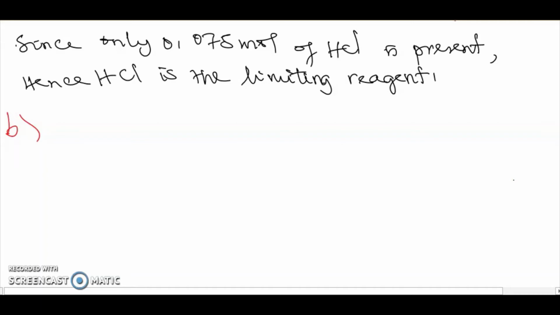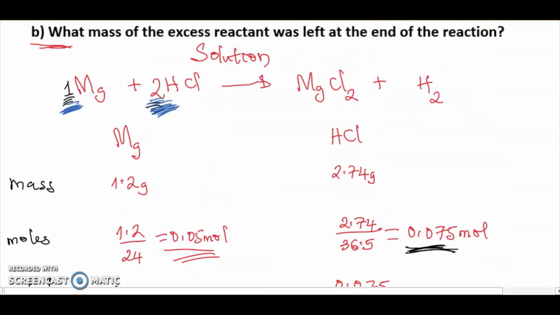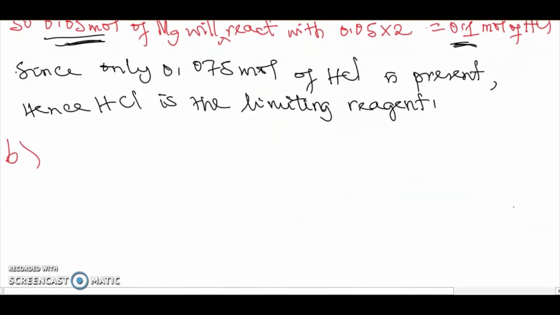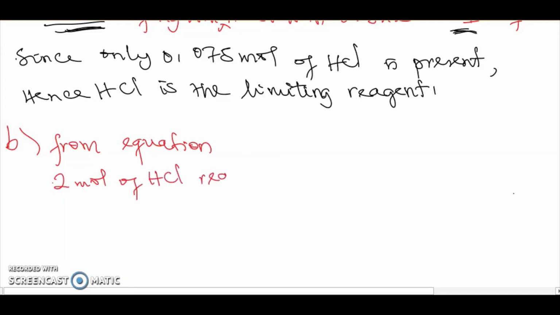And for us to do that, we need to use the equation of the reaction. Let's look at the equation once more. In the equation, we have 1 mole of magnesium reacting with 2 moles of hydrochloric acid. So let's see how we can make use of that. So we shall say from the equation, 2 moles of HCl reacts with 1 mole of magnesium.